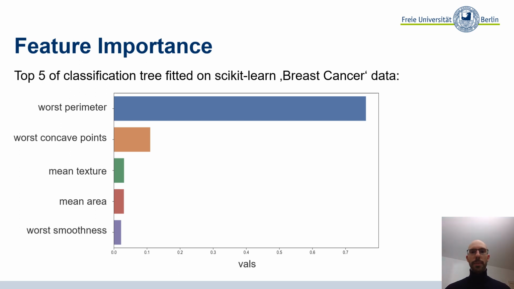And if we do that, for instance, for the breast cancer dataset from scikit-learn, you get very interesting results. You see that there's this feature called worst perimeter. Don't ask me exactly what these values mean, but there's one variable called worst perimeter, which covers most of the importance, and then the next most important feature is something called worst concave points, and from here on all other variables are much less important.